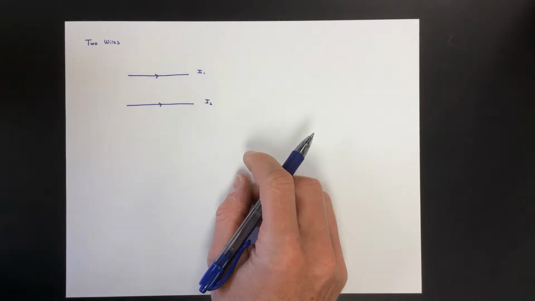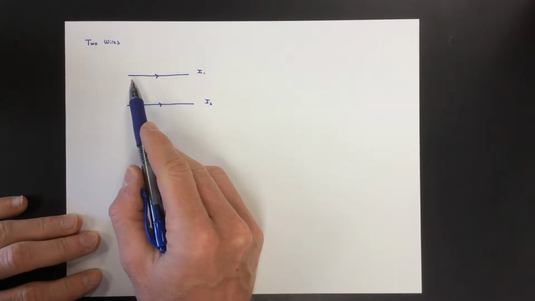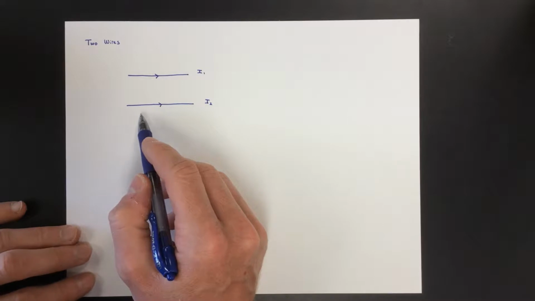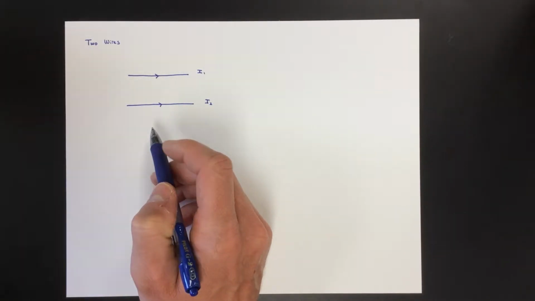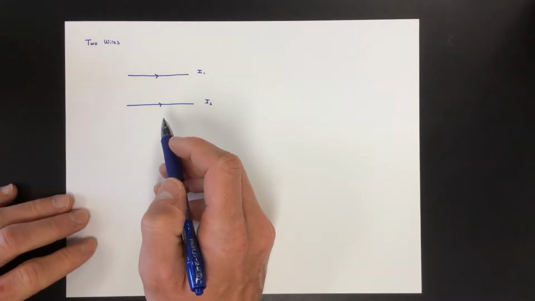All right, let's look at this situation where we have two wires. We'll call the top wire having current I1 moving to the right, and the bottom wire having current I2 moving to the right. Let's look at how those two currents affect each other.